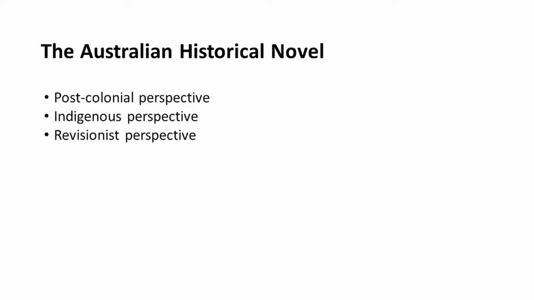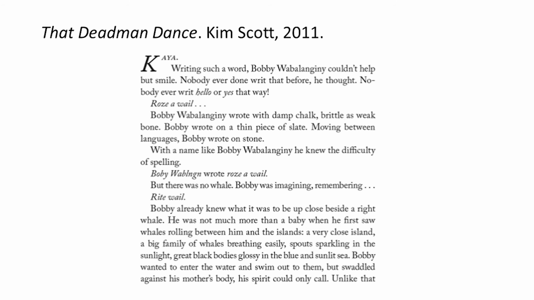A good example of an historical novel is written by Curtin's own Professor of Creative Writing, Kim Scott, a double Miles Franklin winner. That Dead Man Dance is a story of Indigenous frontier experience set on the south coast of Western Australia. That Dead Man Dance is a great novel, and here we have just the very beginning of the prologue. So what you'll see is Bobby Wabbalongany, who is the central figure of our story.